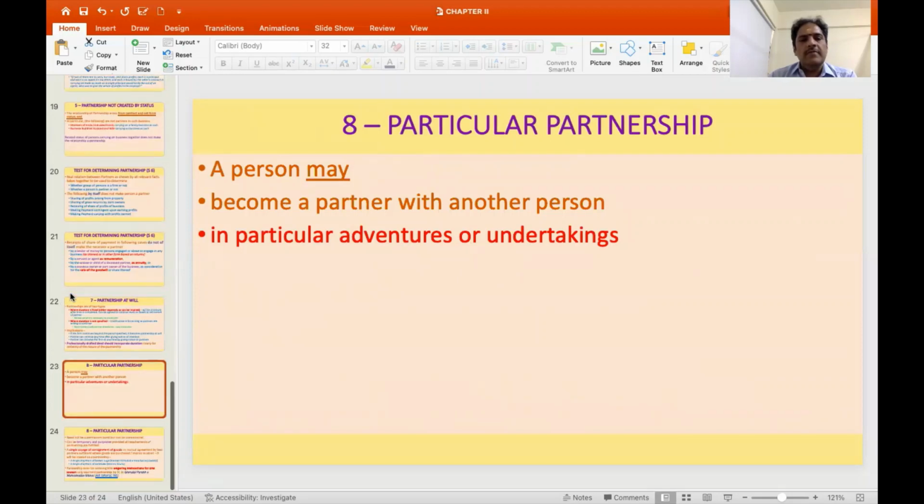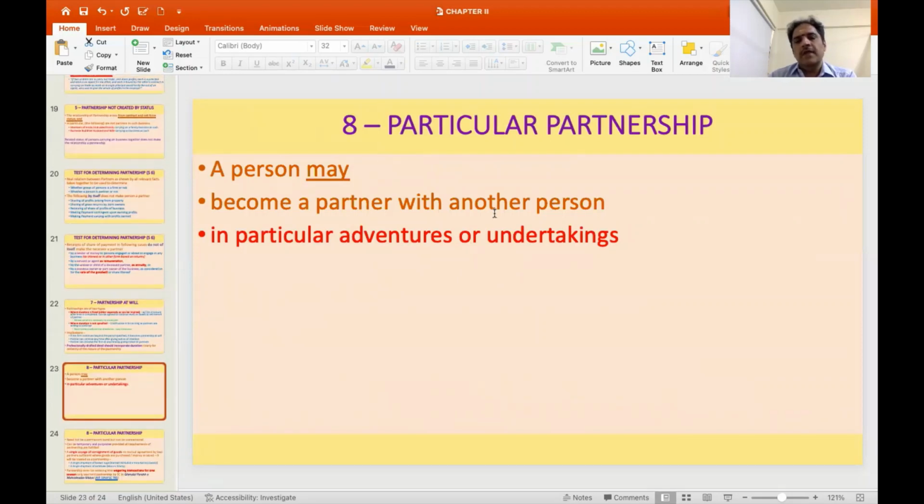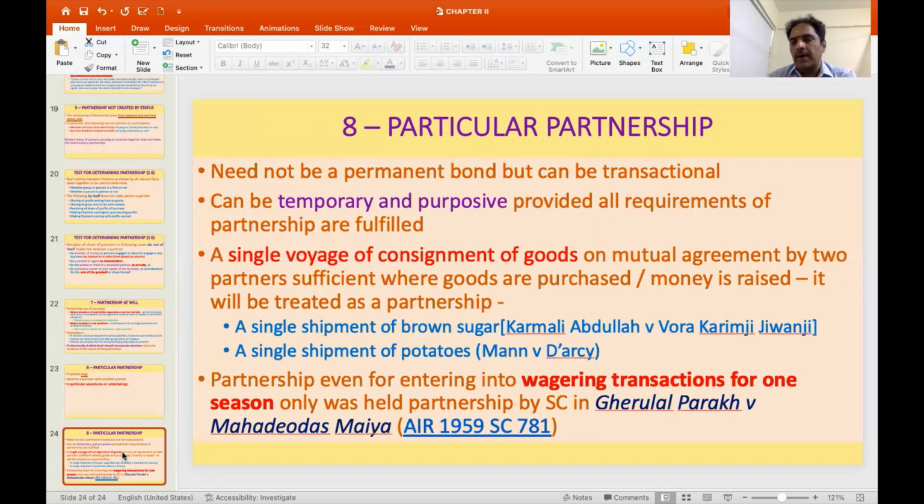Then particular partnership. A person may become a partner with another person in any particular adventure or undertaking as well. Section 8, this is what is a particular partnership. So it need not be for several activities, it need not be a permanent relationship, but it can be a transactional relationship for a partnership. It can be a temporary and purposive relationship, provided all the requirements of partnership are fulfilled. So I want to have a single voyage of potatoes, a single shipment of brown sugar. These have been held to be partnerships, particular partnerships.